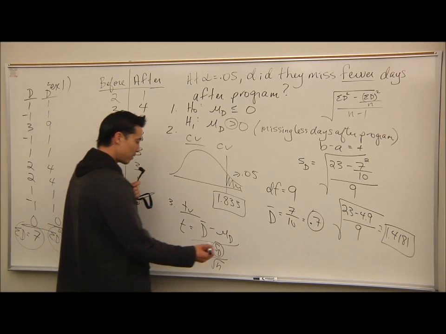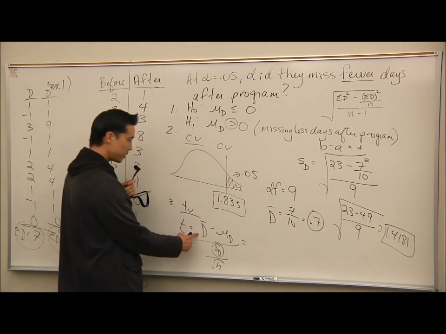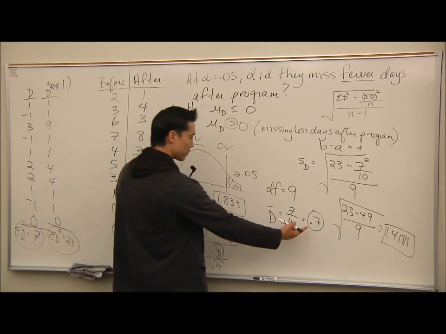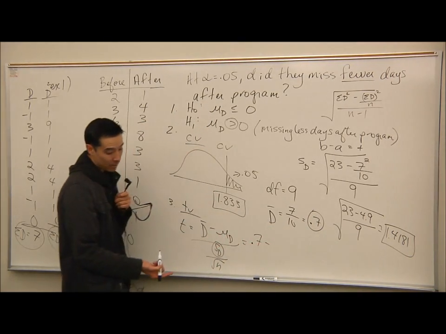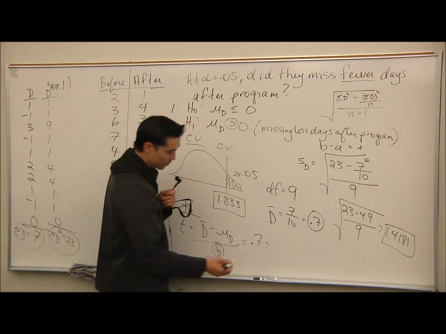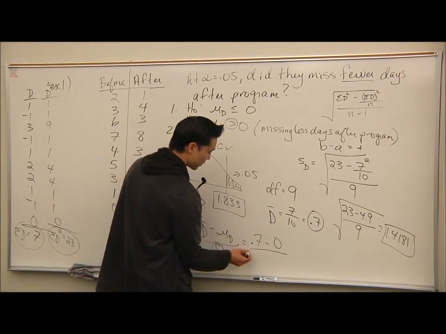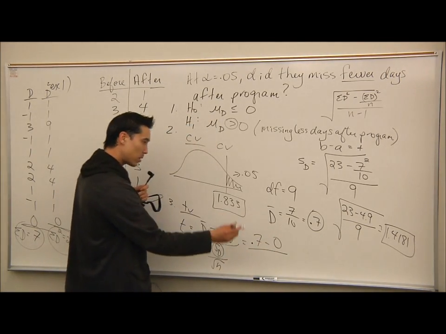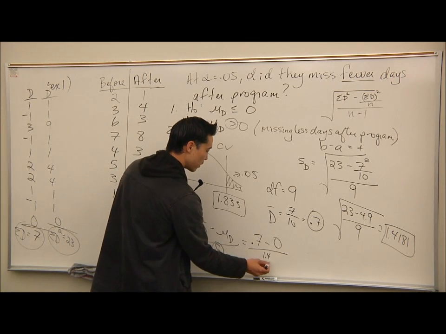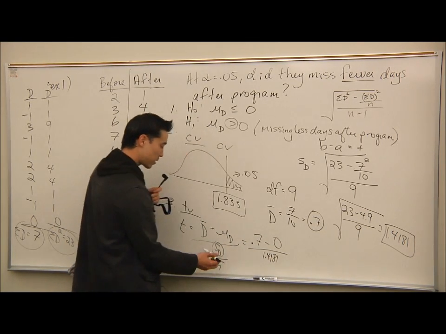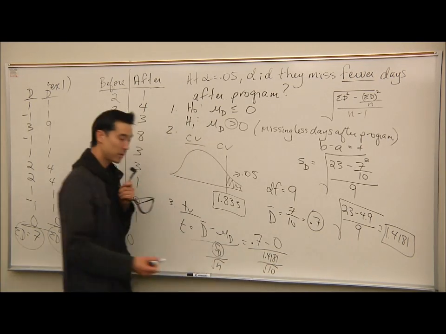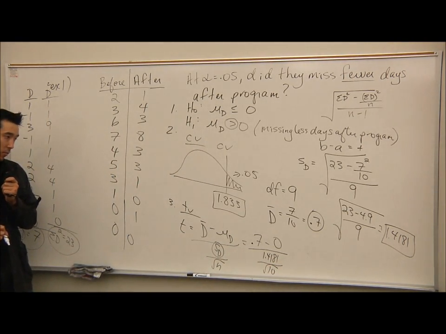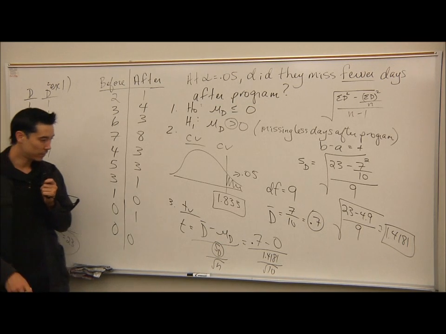Okay, great. Now let's go to our test value. So we have d bar, which we did 0.7, minus the hypothesized mu sub d, which is 0. Our hypothesized difference is 0. S sub d, 1.4181. And square root of n, which is square root of 10. So you have 0.7 minus 0 divided by 1.4181 divided by square root of 10.